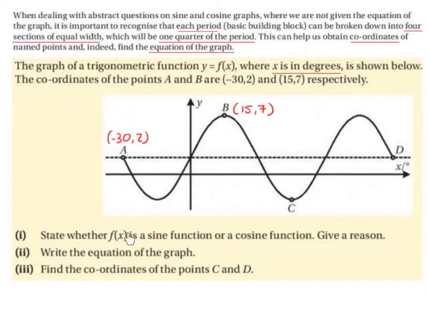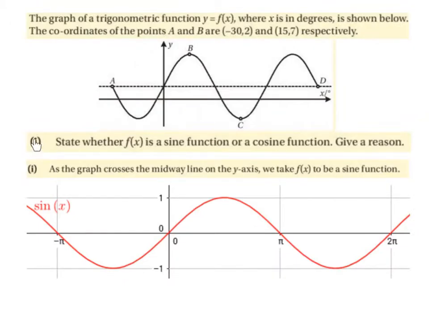Part 1, state whether f of x is a sine function or a cosine function, give a reason. Part 2, write the equation of the graph. Part 3, find the coordinates of the points C and D. So point C and point D. So part 1, state whether f of x is a sine function or a cosine function and give a reason.